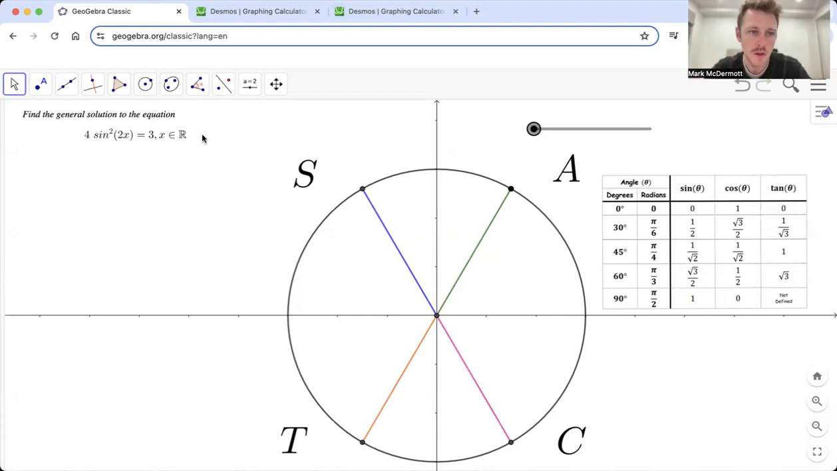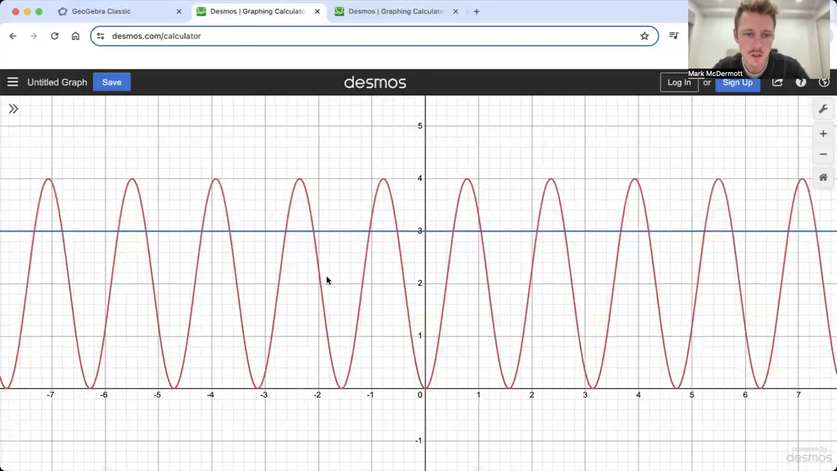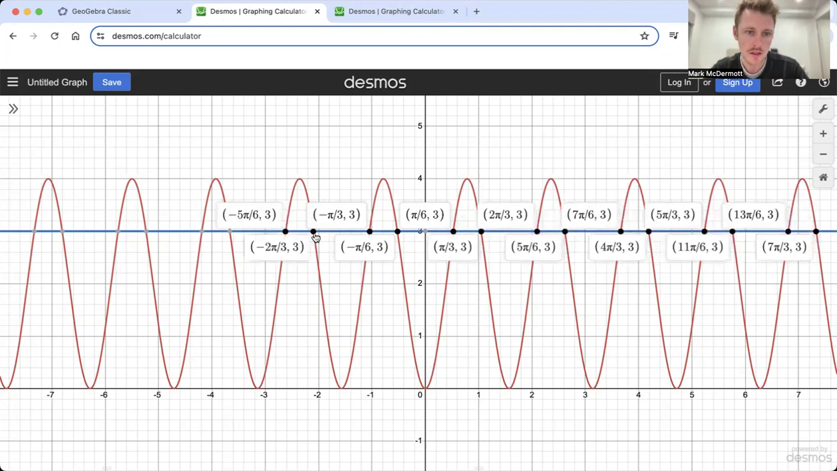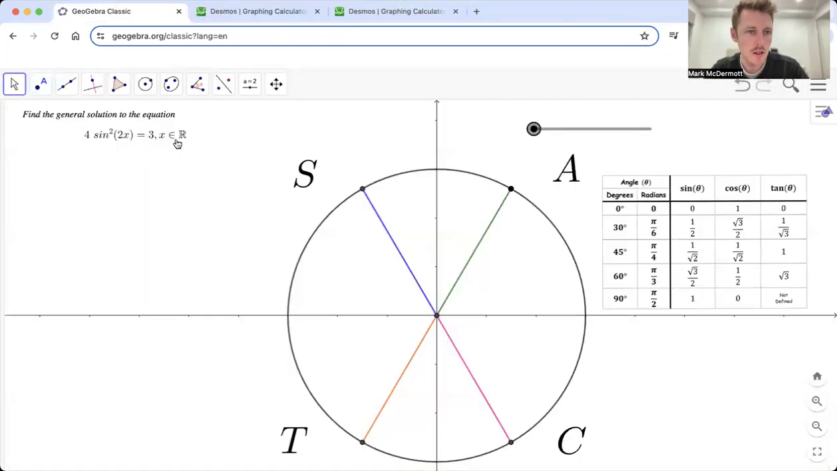So let's just think about what we're trying to do first. We're trying to find where this graph 4 sine squared 2x equals 3. So let's just visually have a look at that. Obviously, the red line here is 4 sine squared 2x, and the blue line is just that 3. And so basically, we're looking for a general solution, a way to summarize all of these solutions. Okay, so that's our task. Let's see if we can give it a go.